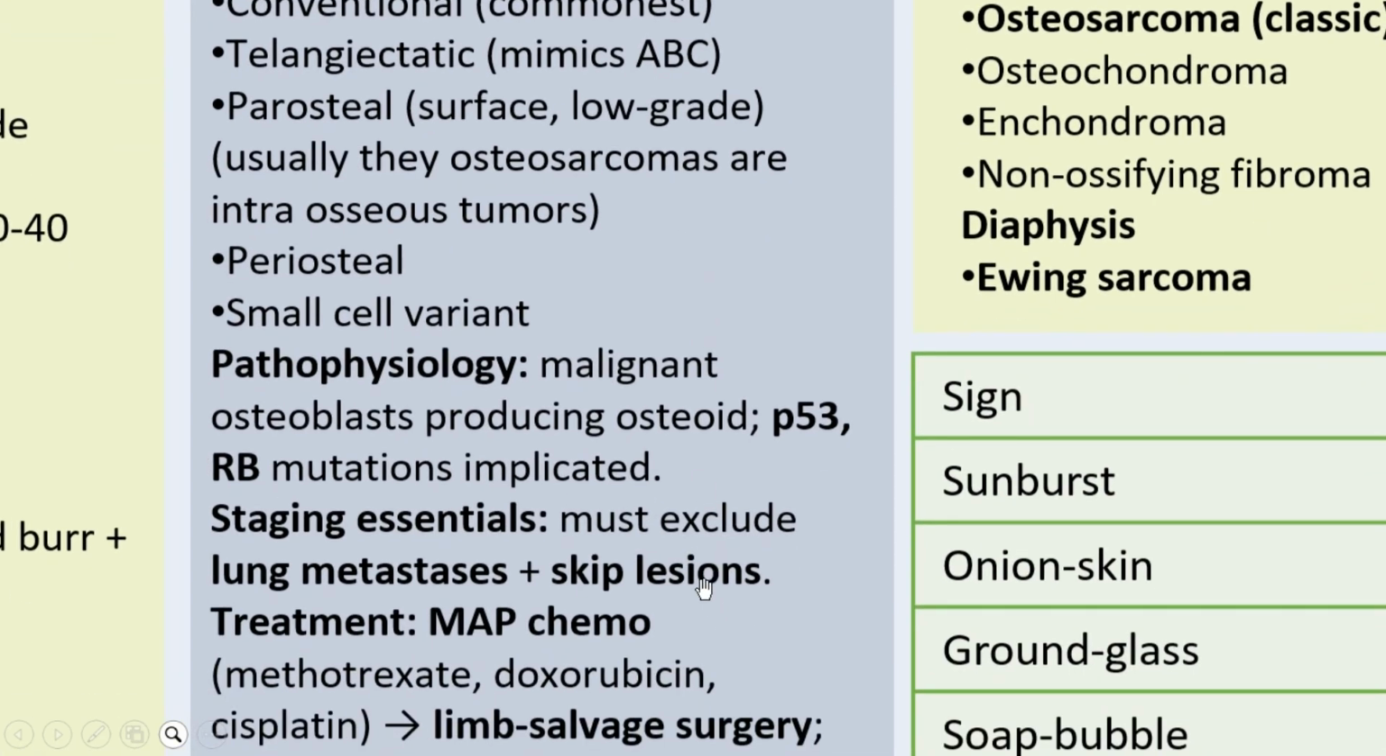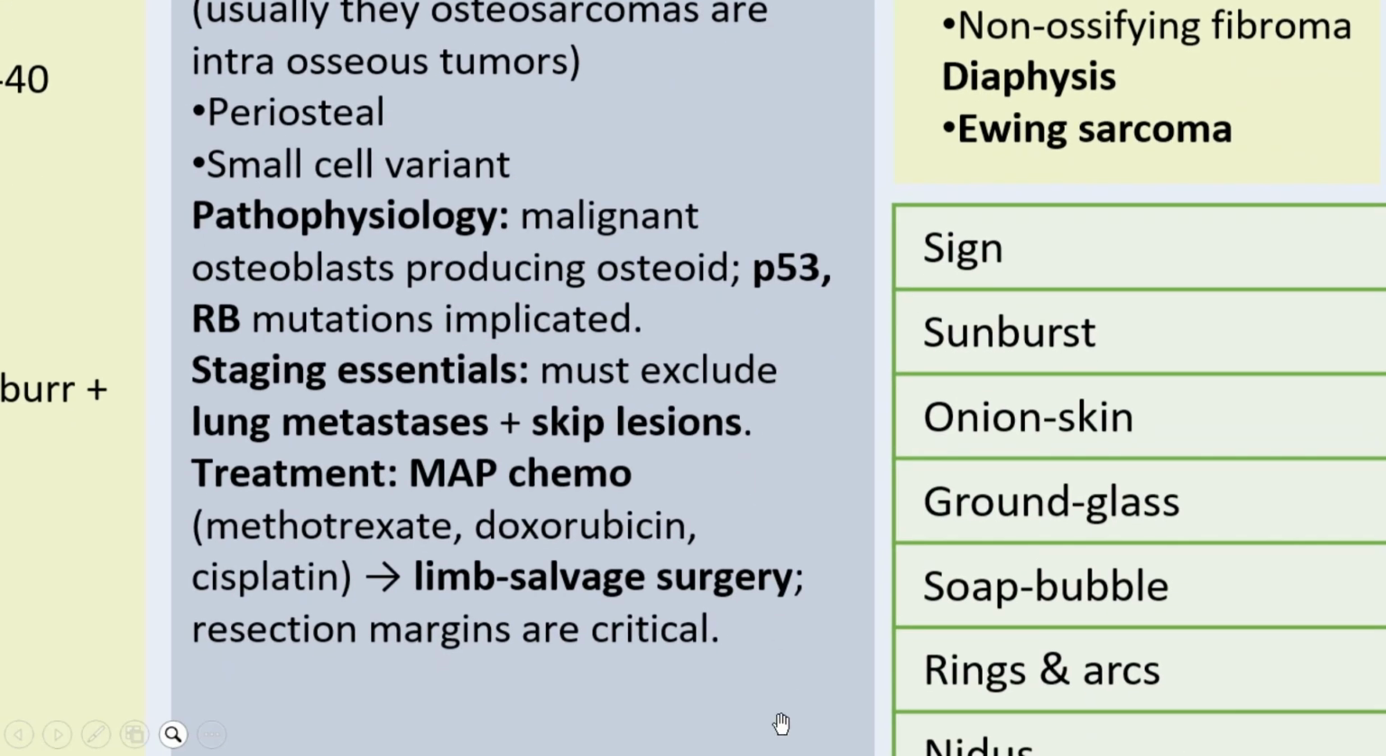When you're staging, you must exclude lung metastases, where it could probably go, and then skip lesions, because if you are going to maybe do an amputation, you may have to consider where one lesion could be below or above the point that you think has the cancer. For the treatment, we can use chemotherapy. This tumor sometimes is going to respond to chemotherapy, that is methotrexate, doxorubicin, and cisplatin, and then you do limb salvage surgery, where margins are very critical.